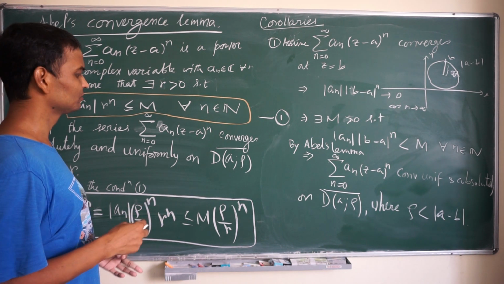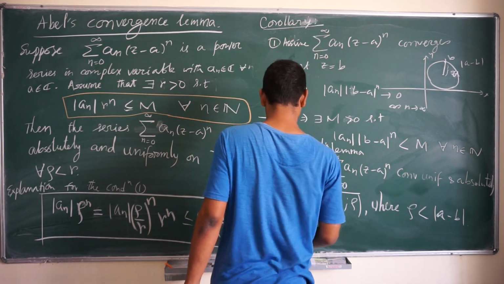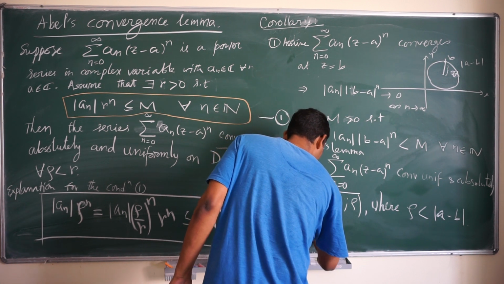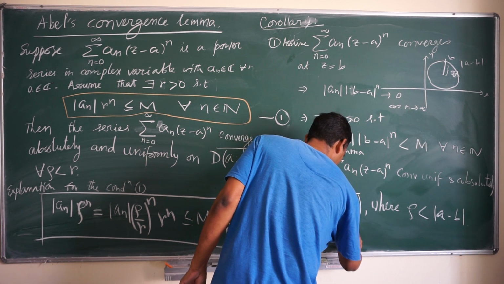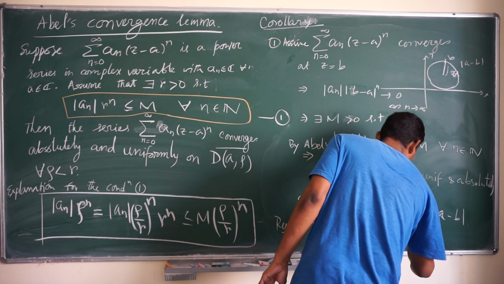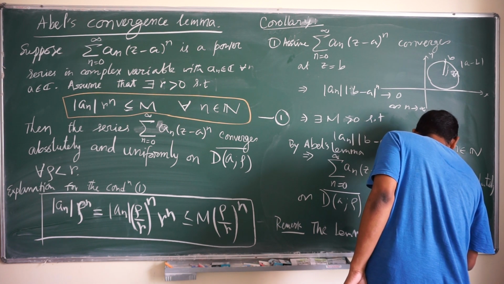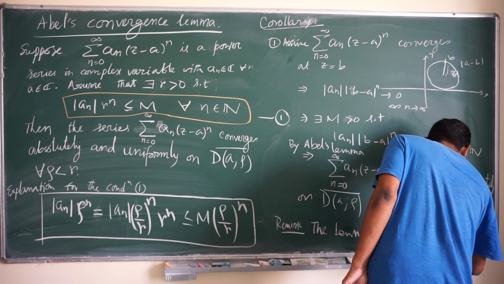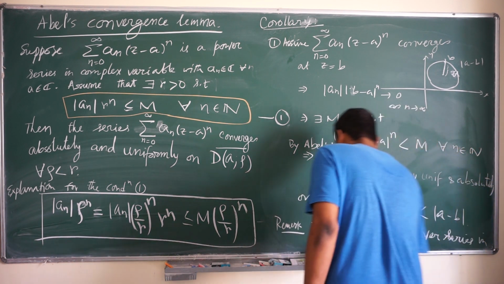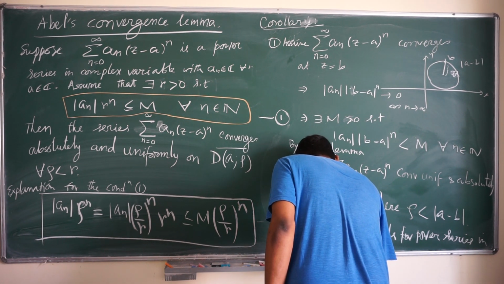This is just one corollary only, and this is the lemma. And of course, the lemma holds for power series in real one variable also. Real one variable.